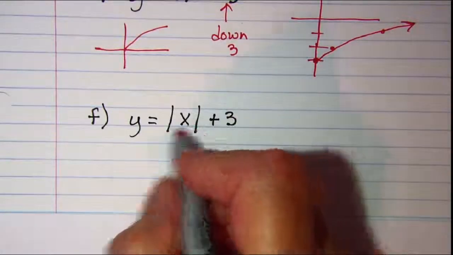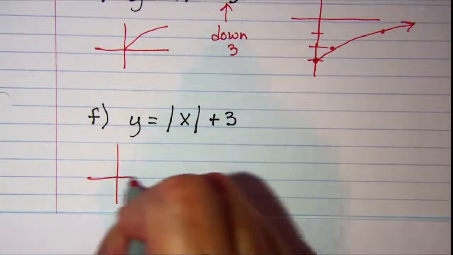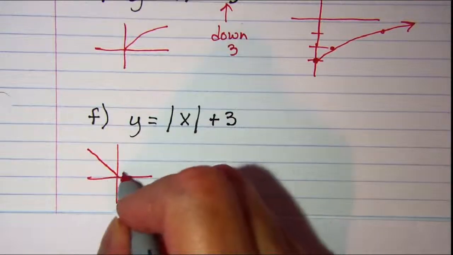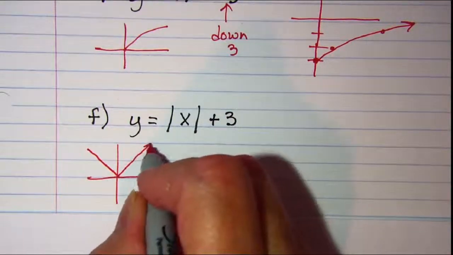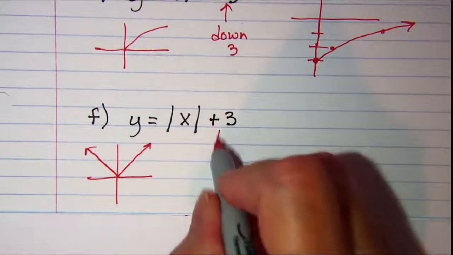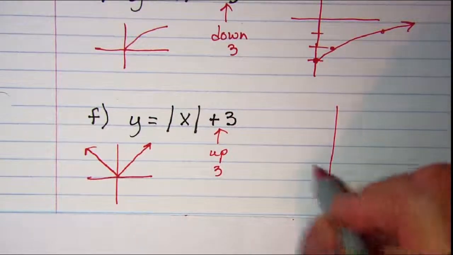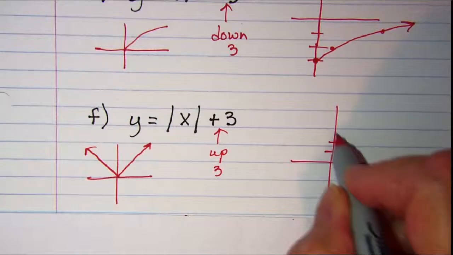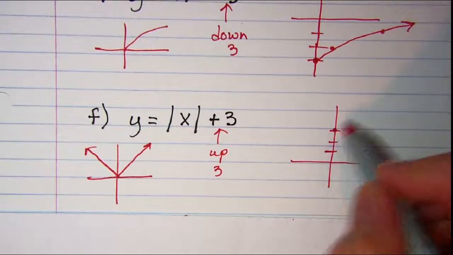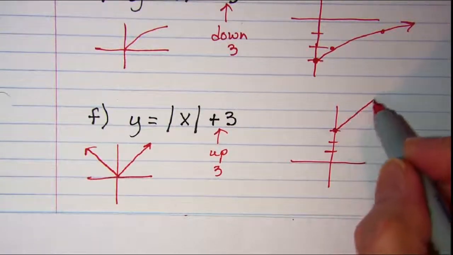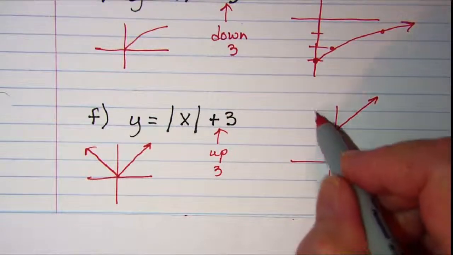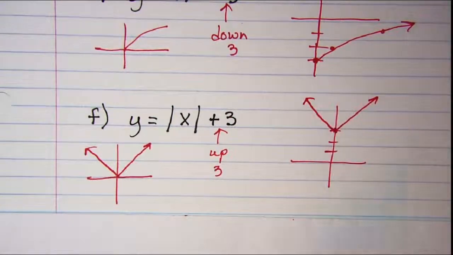This is our absolute value graph. And we're going up 3. So we have our vertex up 3, and then we have our line with the slope of +1 and -1.